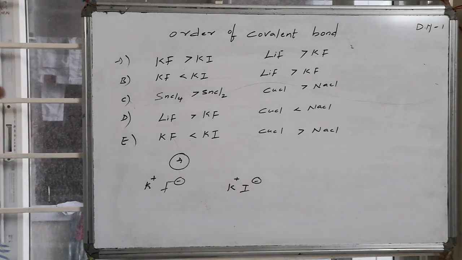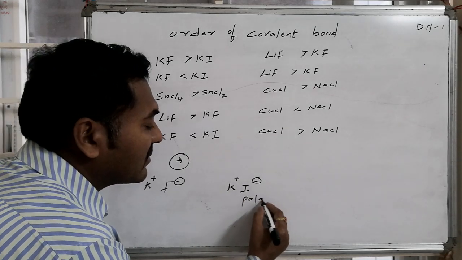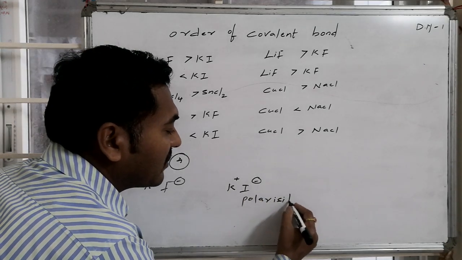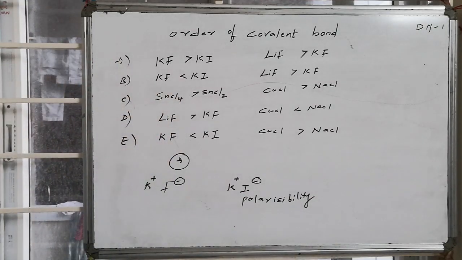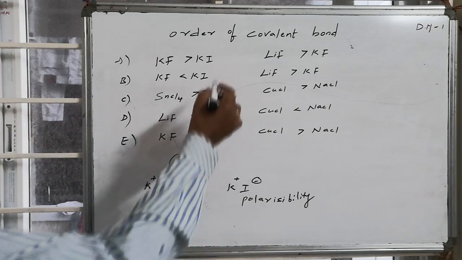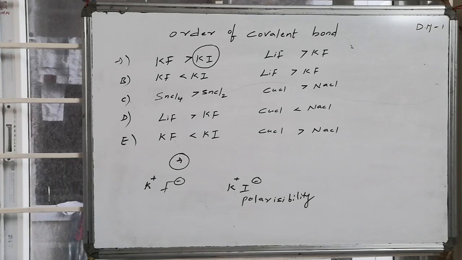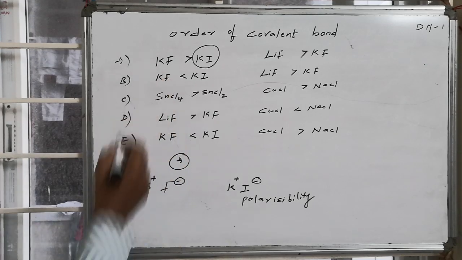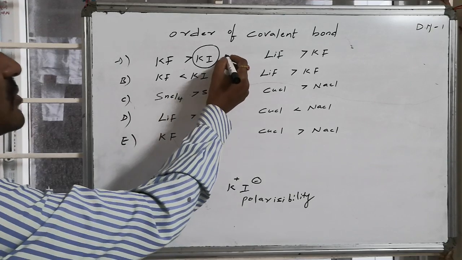polarizability of anion, that is, the bigger the size of the anion, the higher will be the polarization. Polarizability of this I minus anion is greater compared to the F minus anion, hence I minus is having higher polarizability, hence this compound is having higher ionic character, thus higher covalent character, thus whatever the KF is greater than KI is given, that is wrong, so therefore this won't work.